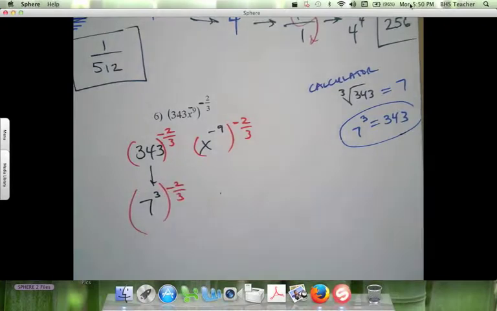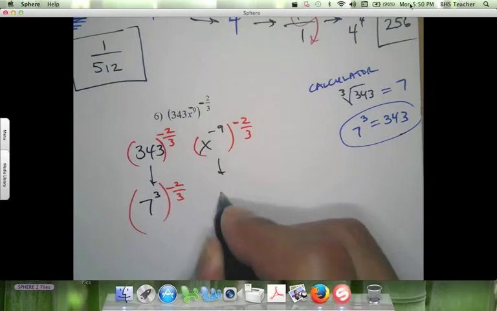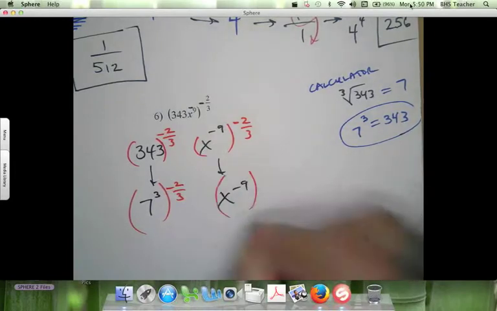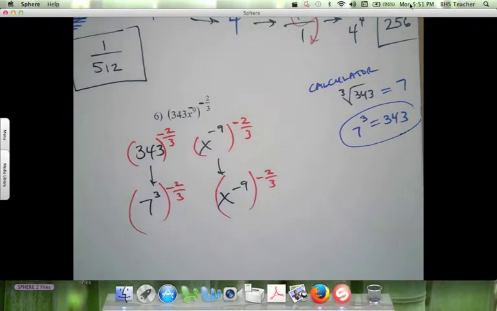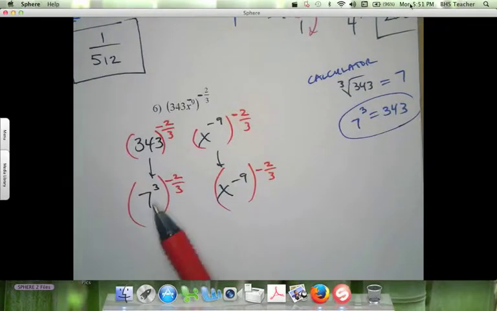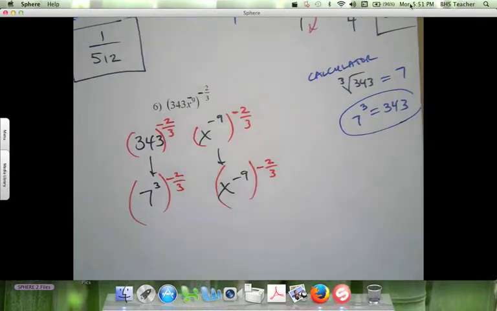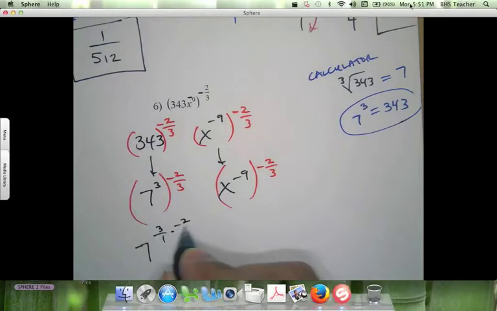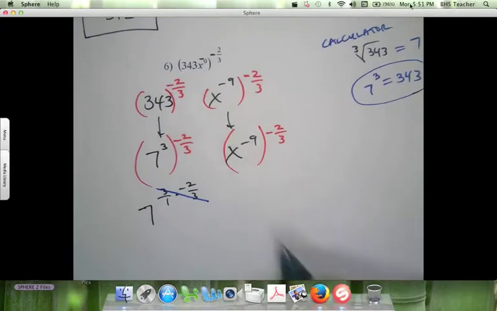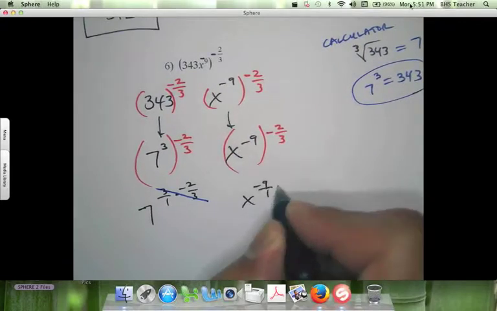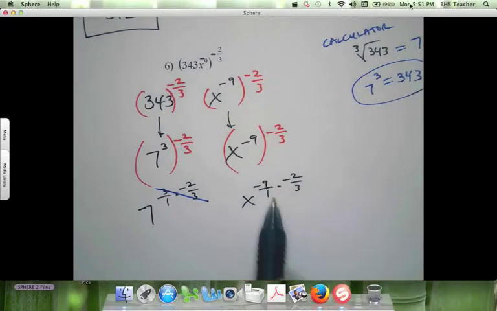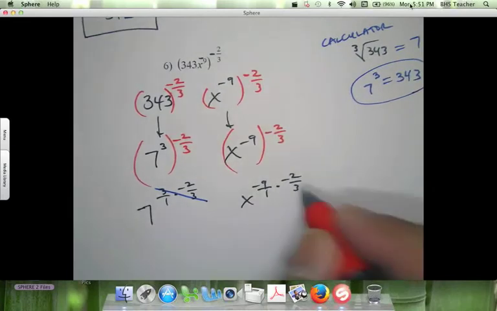And this x to the negative 9. And then again, you show me how this simplifies down when you're using bases and exponents, mainly rational exponents, right? Okay, we know what's going to happen here. 7, 3 over 1 times negative 2 over 3. These divide out. This one, x to the negative 9 over 1 times negative 2 over 3. Well, a negative and a negative is a positive. 9 divided by 3 reduces to a 3.